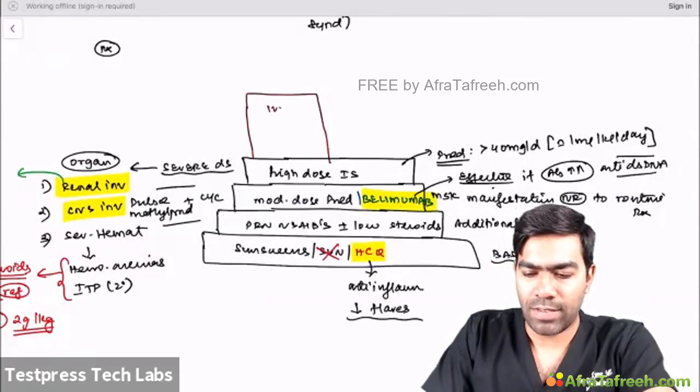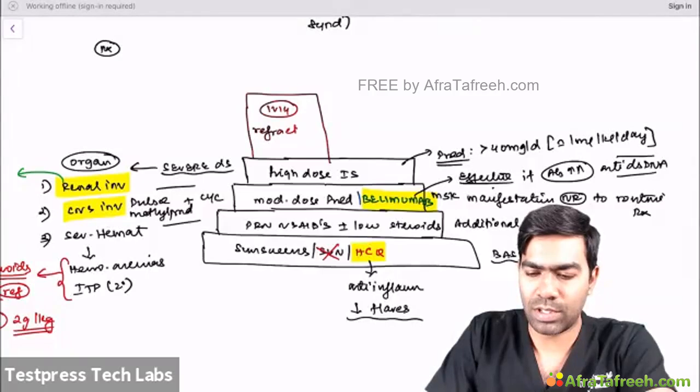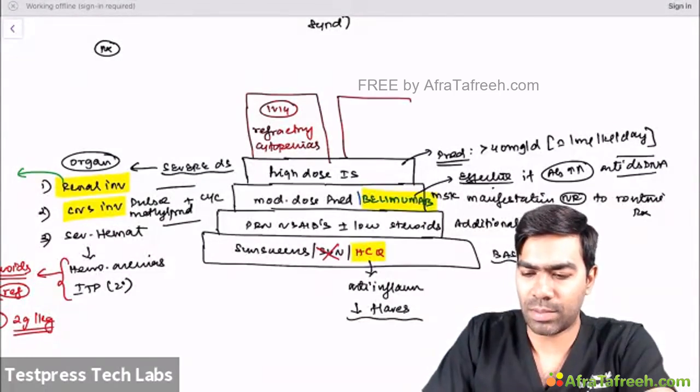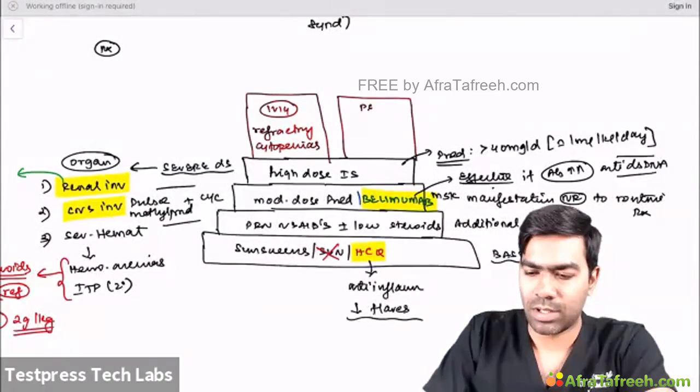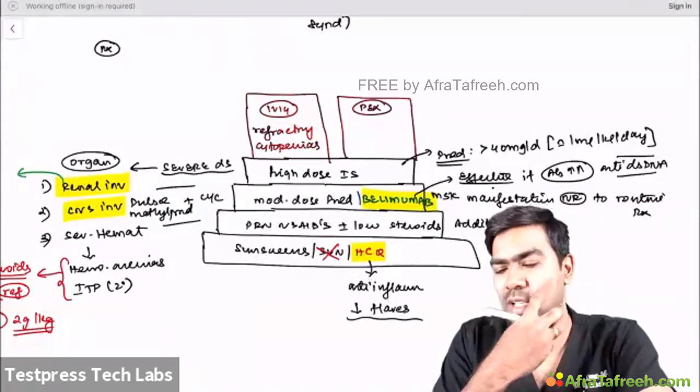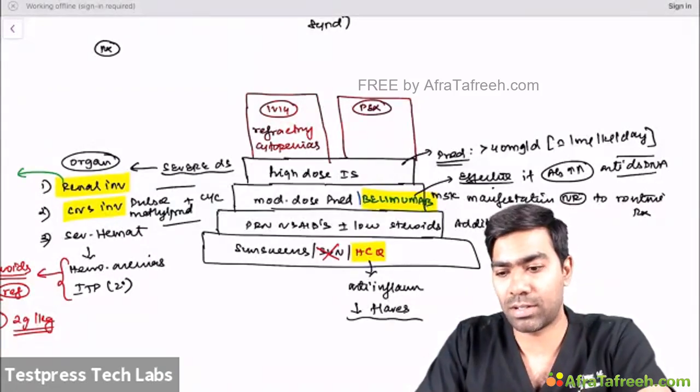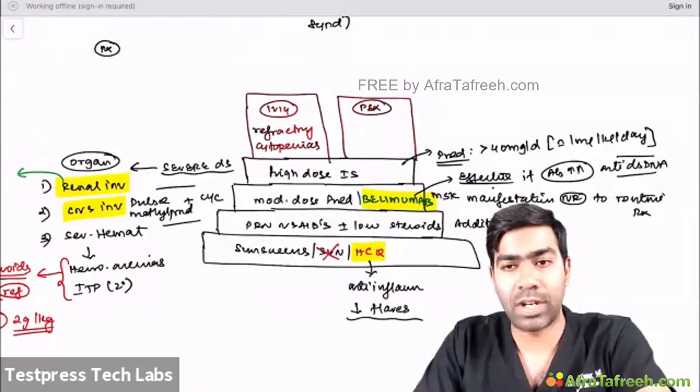So what is the role of IVIG? The only indication that we use IVIG for is refractory cytopenias. And the second thing we have is plasma exchange. What are the indications for plasma exchange whenever you think about SLE?